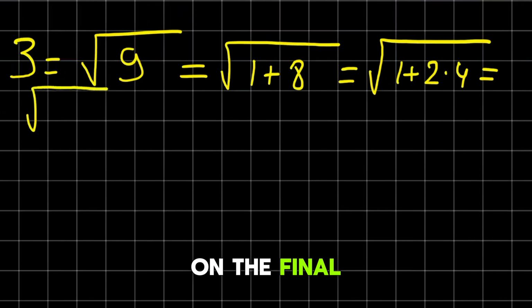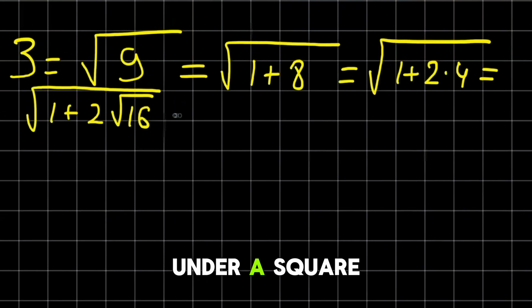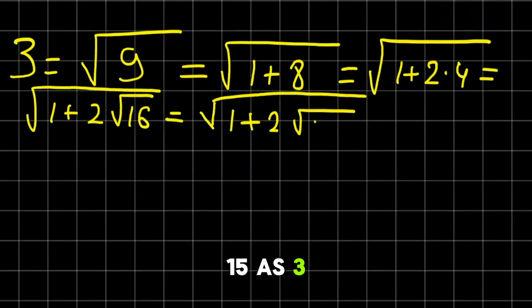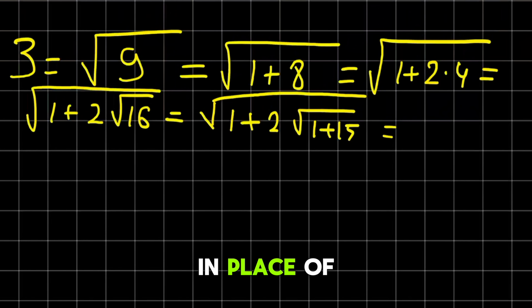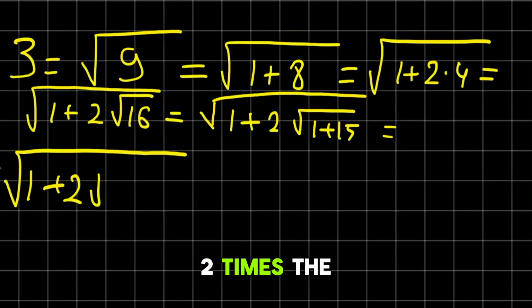Now let's focus on the final number 4 in the expression we just obtained. Just as before, we write 4 under a square root as the square root of 16. Next, we break 16 into 1 plus 15. Then we rewrite 15 as 3 multiplied by 5. Finally, we substitute this new chain into the original formula in place of the 4. As a result, we obtain the expression the square root of 1 plus 2 times the square root of 1 plus 3 times 5 under the radical.